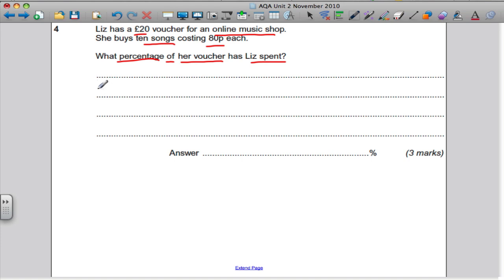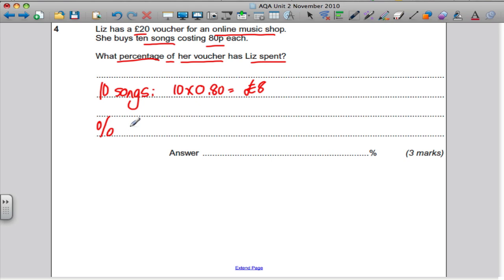Well, let's work out how much Liz has spent. 10 songs. How much do they cost? Well, they cost 10 multiplied by 80p, which is £8. Okay, so that's all she spent out of her £20 voucher.